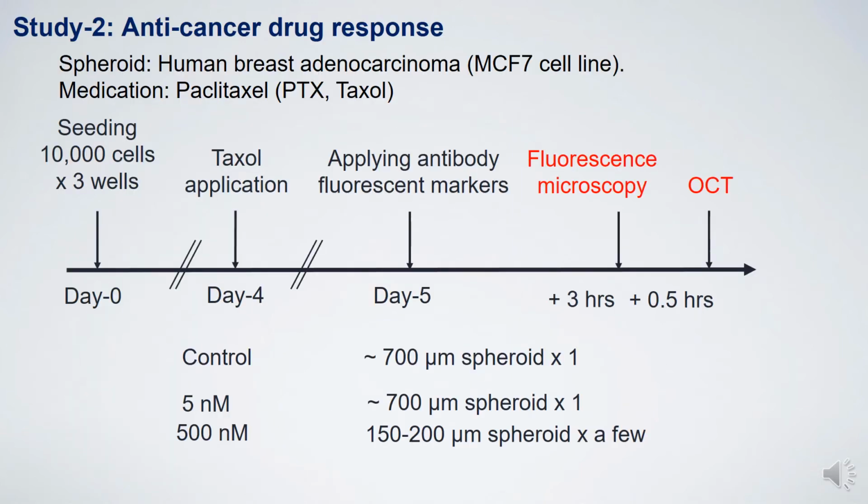So let me talk about our second study. Here we have utilized MCF7 spheroids and the medication was Taxol. We seeded the cells at day 0 and after 4 days we applied the Taxol, and on day 5 we applied a fluorescence antibody and then measured the sample using a fluorescence microscope and OCT. Here we have prepared 3 samples: control, 5 nanomolar, and 500 nanomolar treated spheroids.